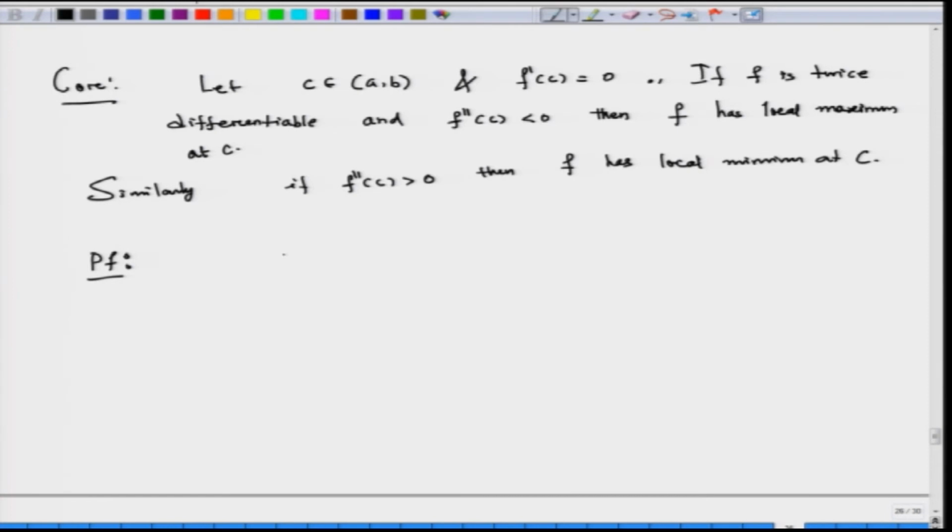Now, what is f double prime? It is given that f is twice differentiable, therefore f double prime of C will exist. That means it is the limit as x goes to C of (f prime of x minus f prime of C) divided by (x minus C). Now, f prime of C is given to be 0. So, this is equal to the limit as x goes to C of f prime of x divided by (x minus C).